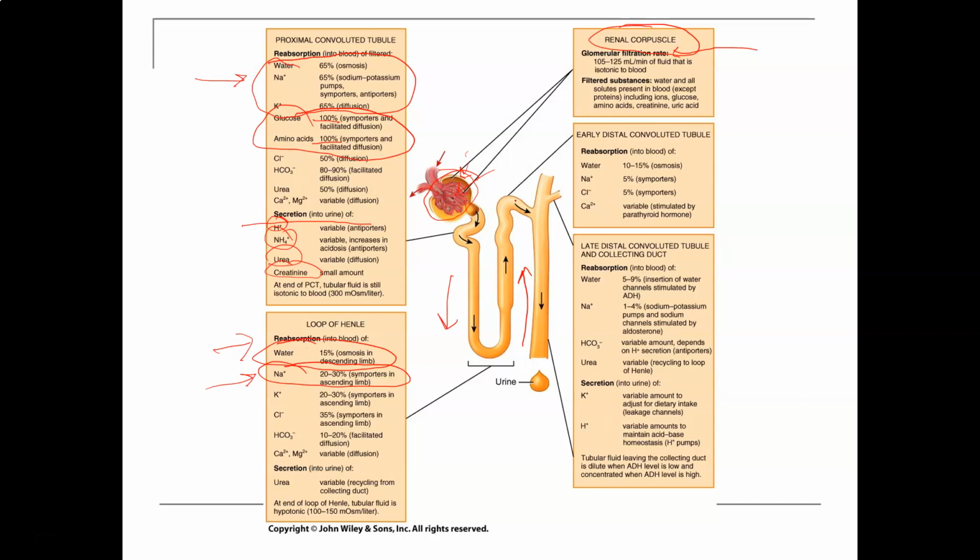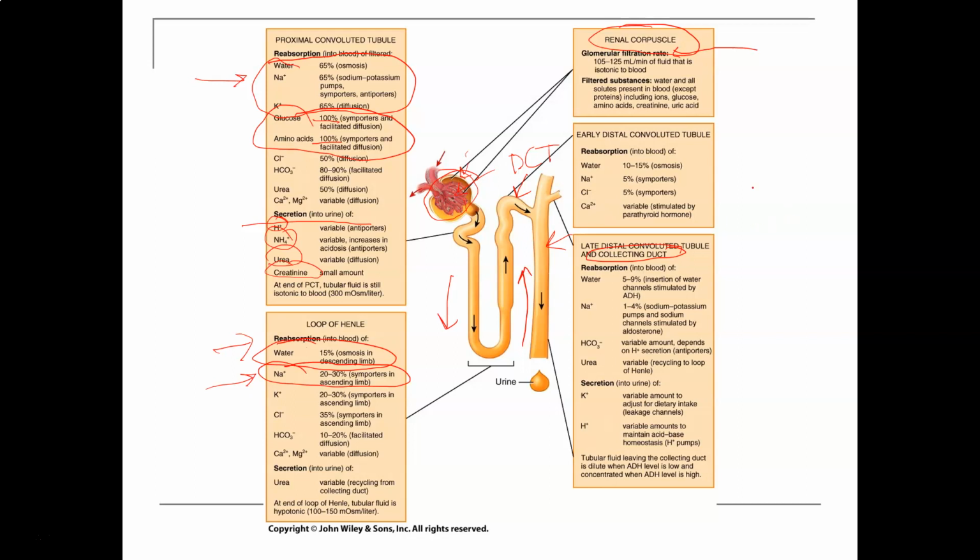And then we get to the distal convoluted tubule, which is here, and the collecting duct. Now, for simplicity, I'm going to talk about them together. So the unique thing about the distal convoluted tubule and the collecting duct is that they are under hormonal control, and what they reabsorb is largely dependent on the body's needs and which hormones are being released at that time.